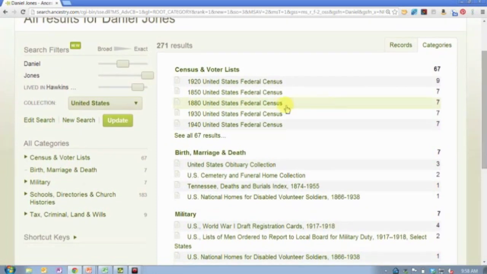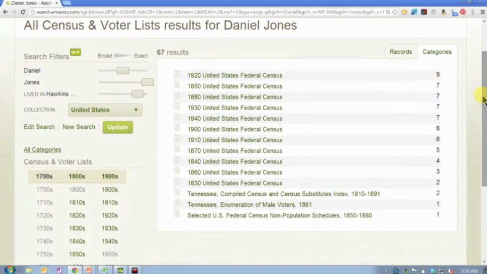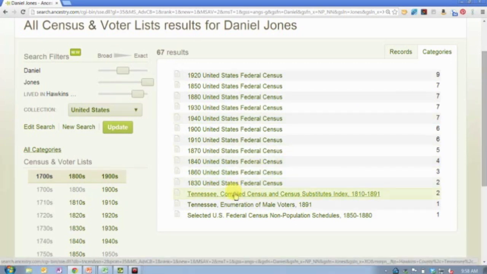And I'm particularly interested in census records to start with. I just want to see how many different Daniel Jones we're dealing with in that particular location. Now, I can see here I've got an 1830 census. Looks like I've got some census substitutes, which are probably tax lists or voter lists. I've got an 1840 census and an 1850 census.